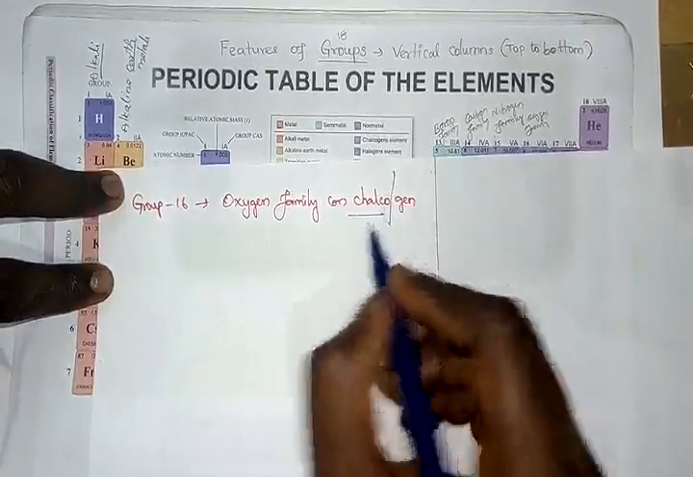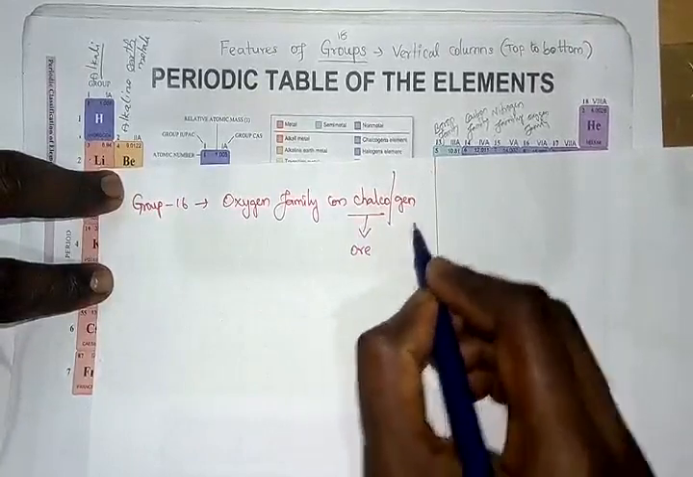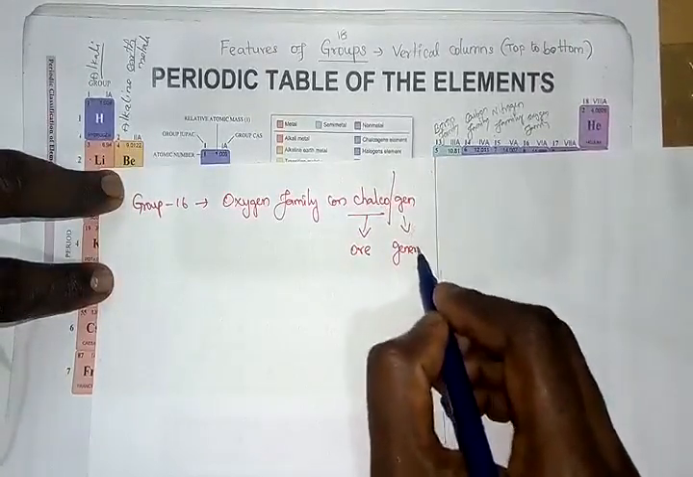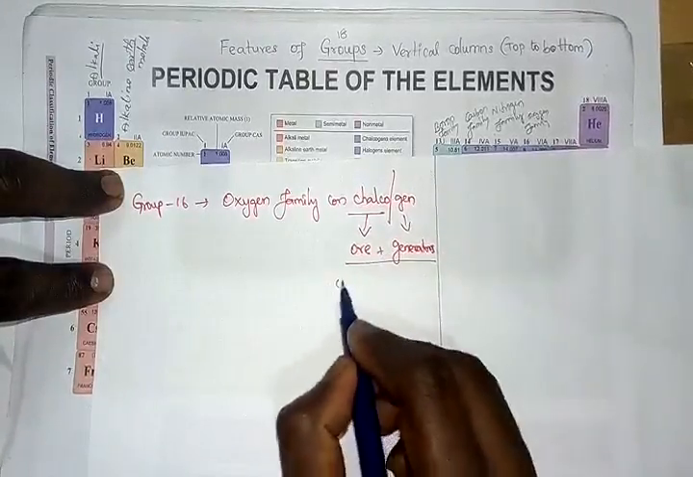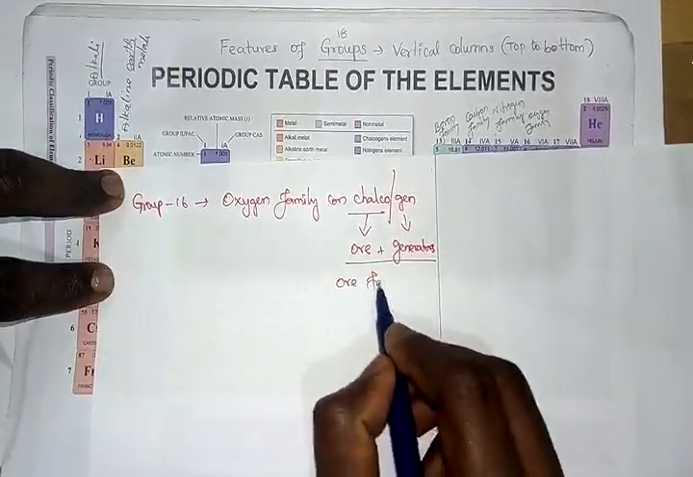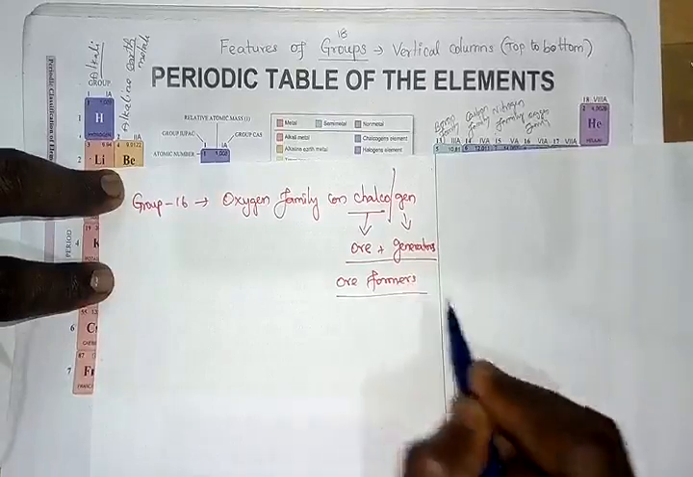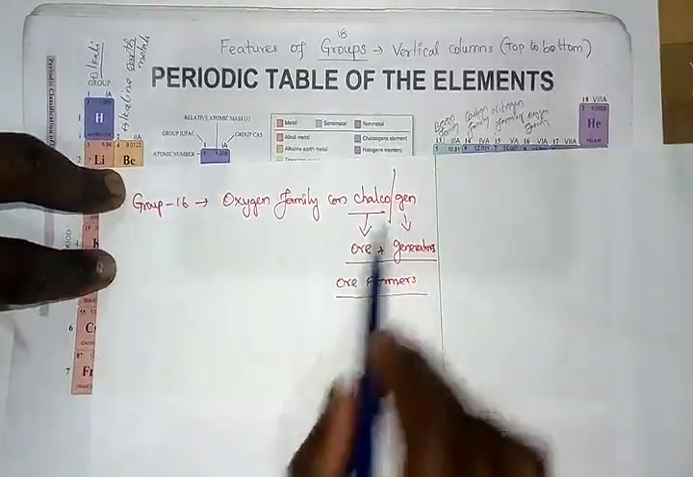chalcogens. If I cut this, the word chalco means ore, gen means generators. So they are the ore formers group or ore generators group. That's the reason it's called chalcogens.